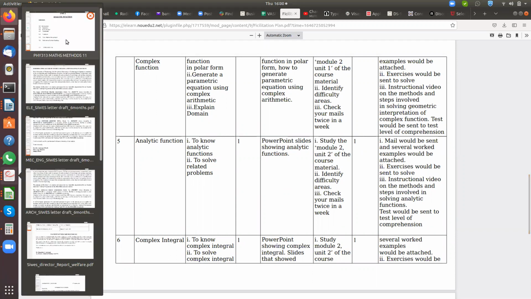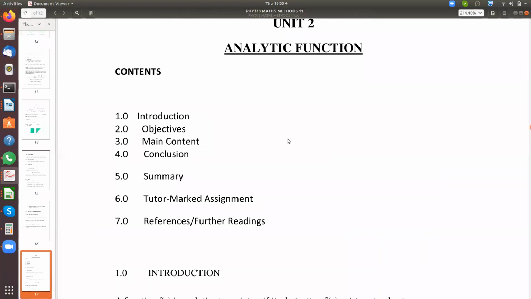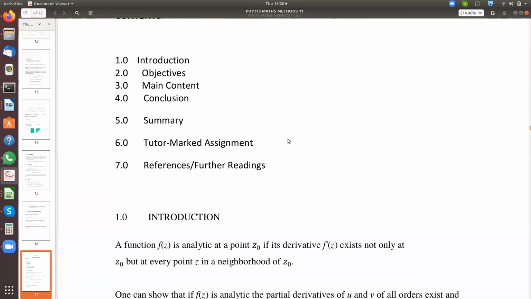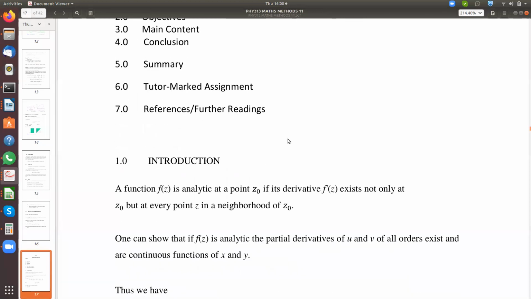I sent to you last week the PDF of this lecture note. I believe everybody has his or her own now. So the analytical function, we start with introduction. So we said a function f of z is analytic at a point z0 if its derivative f prime of z exists not only at z0 but at every point z in the neighborhood of z0.